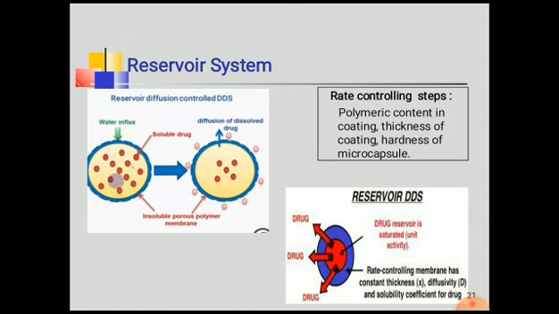That's why partition takes place. First, the water will enter through the coating membrane, so dissolution will occur inside. After that, diffusion takes place. That is called partition. First it is dividing its work. So this is the mechanism.